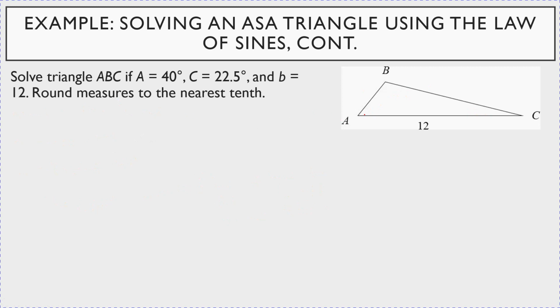All right, so in here we have A is 40 degrees, C was 22.5 degrees, and we saw that B was 117.5 degrees. So we want to find a and c. All right, let's find a first.